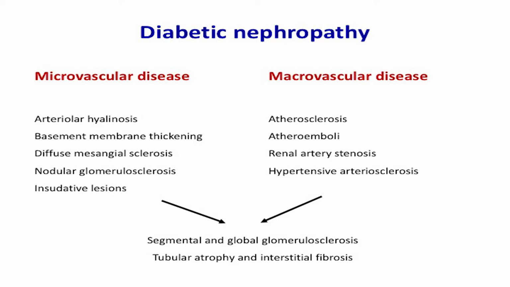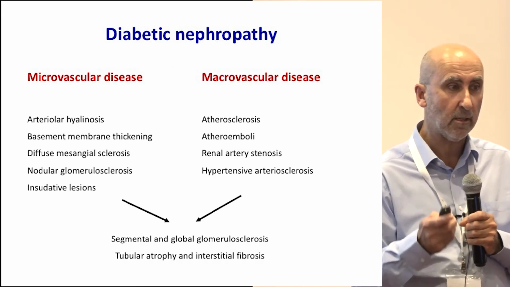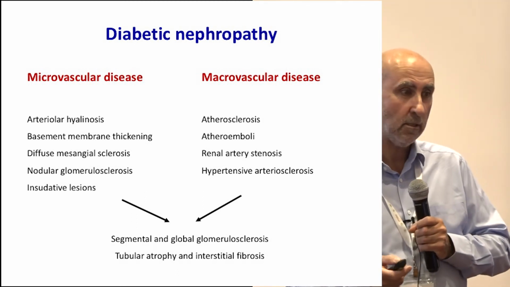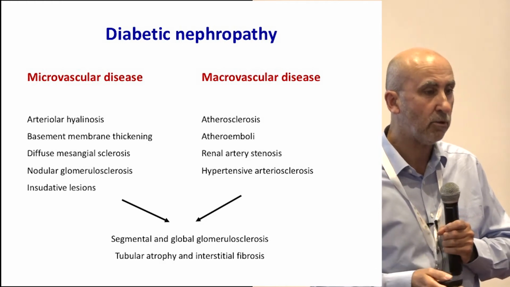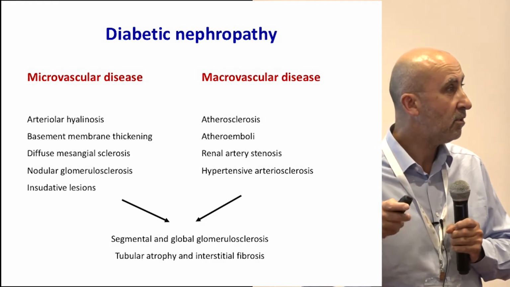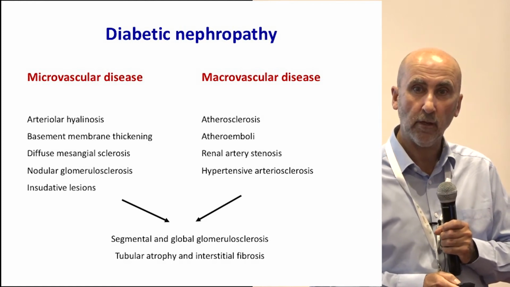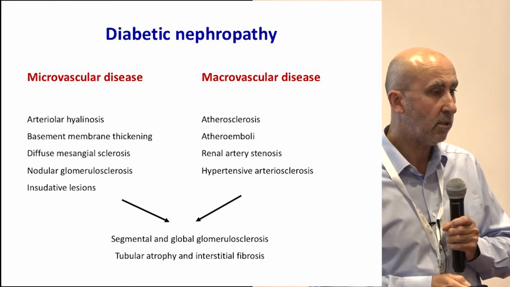So I'm going to start off running through what the pathologist sees in the diabetic biopsy and what it means for the patient and how the patient gets there. Diabetic nephropathy is really a summation of the microvascular disease which affects the arterioles and the glomeruli in the kidney, but also together with the macrovascular disease, so atherosclerosis, renal artery stenosis, and hypertension. And together, the final common pathway is progressive atrophy and fibrosis and end-stage kidney disease.